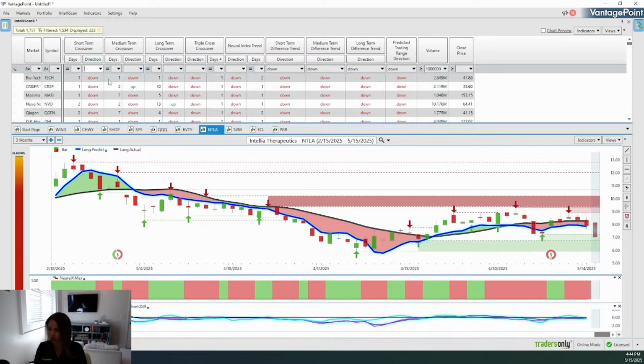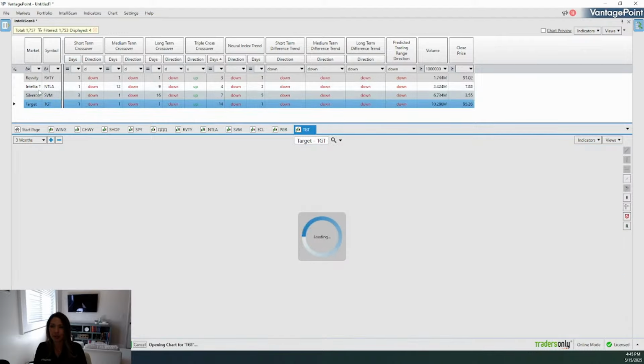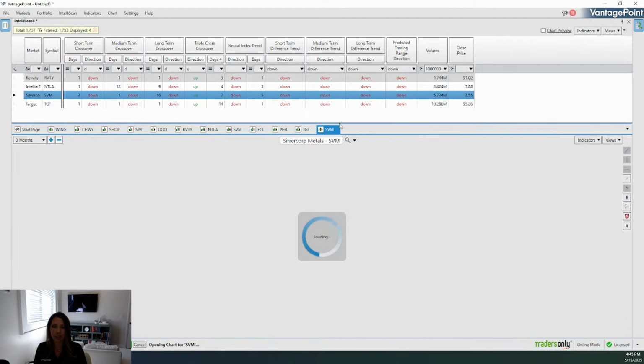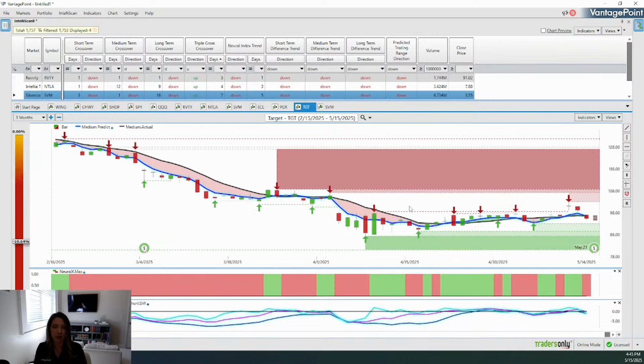Let's set our short-term crossover to down, our medium-term crossover to down, long-term crossover to down, and our triple cross to up. There we go. That's better. All right, so if we look here or here, we can actually identify opportunities where things are shifting back to the downside. We can even look at Target. We can see that was up and now coming on down.